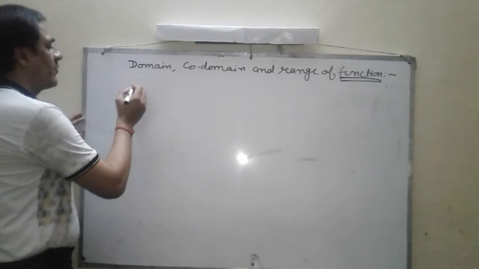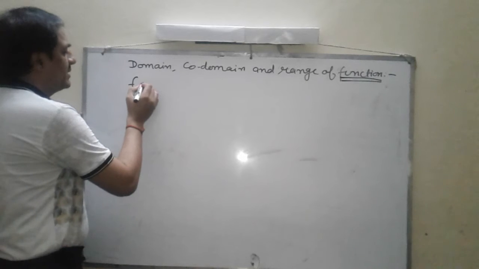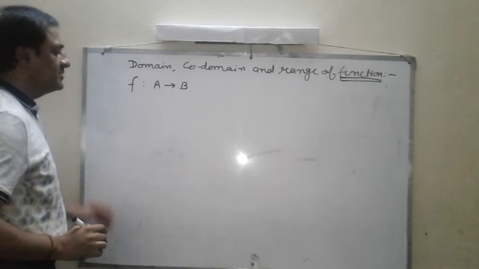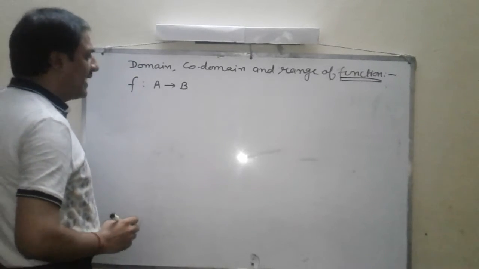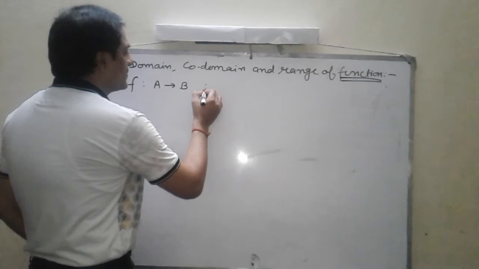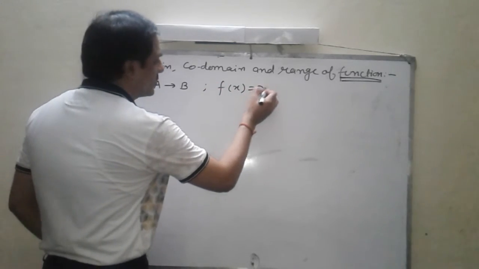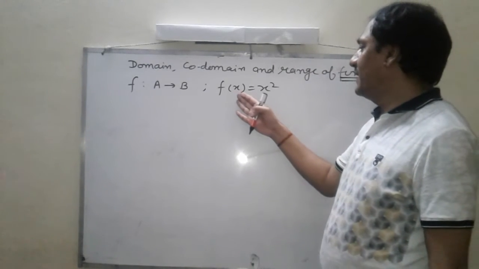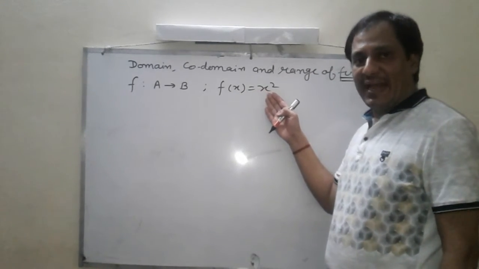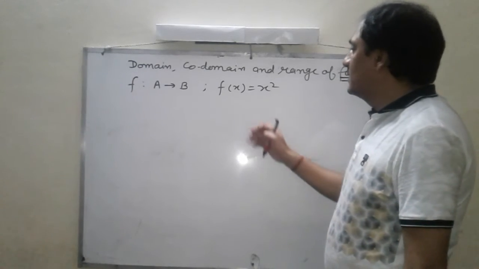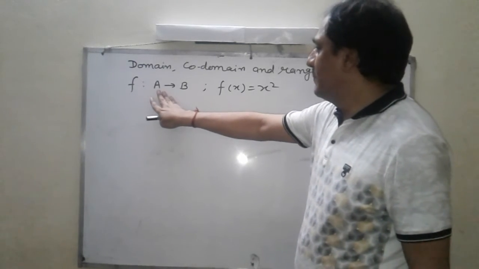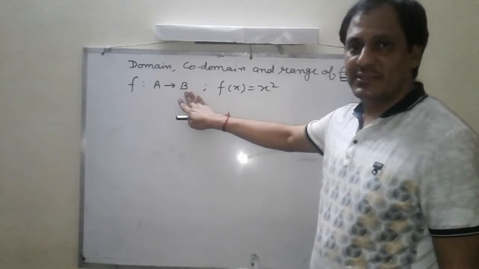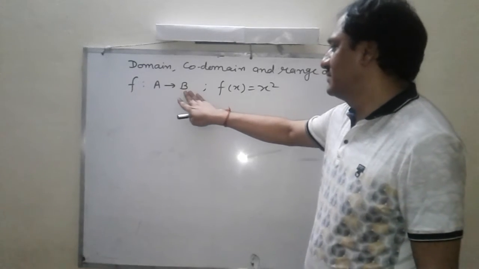Suppose a function f such that A tends to B is defined as f of x is equal to x square. Here the function is defined as f of x equal to x square. Here we have two non-empty sets. One set is A and another set is B. Here A and B are non-empty sets.